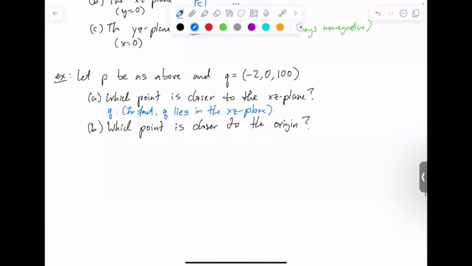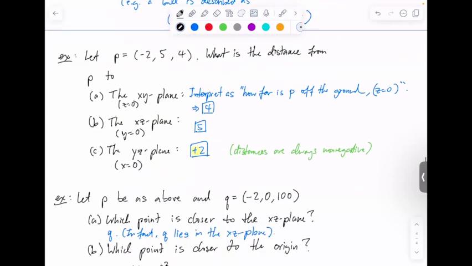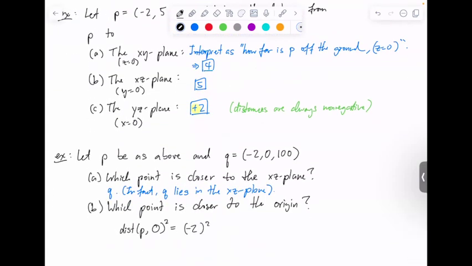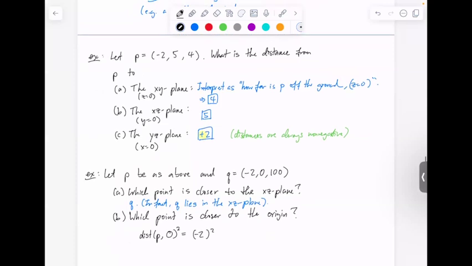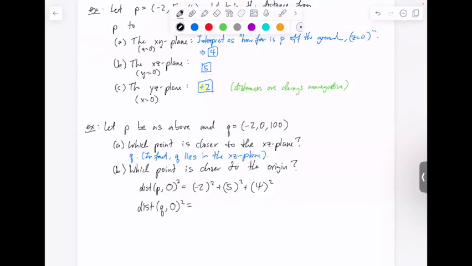And now, which point is closer to the origin? Well, let's see. Distance from P to the origin squared, what's that going to be? Well, that's going to be minus 2 squared. Just realized you can't see what P was. Sorry, guys. Minus 2 squared plus 5 squared plus 4 squared. Now distance Q to the origin squared, what's this going to be? Well, this is going to be minus 2 squared plus 0 squared plus 100 squared.